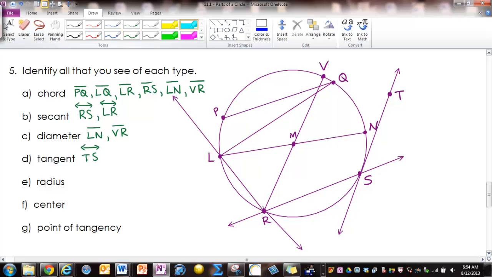Next, I have the radius. Now, we have 4 radii in this picture because that's the plural of radius, and they all connect the center with a point that's on the circle. So I like to start all my radii with the center of the circle. Now, this isn't necessary, but it helps me remember that one of the endpoints of a radius is the center of the circle. So here's my first one, segment MV, second I have segment MN, next I have segment ML, and last I have segment MR.